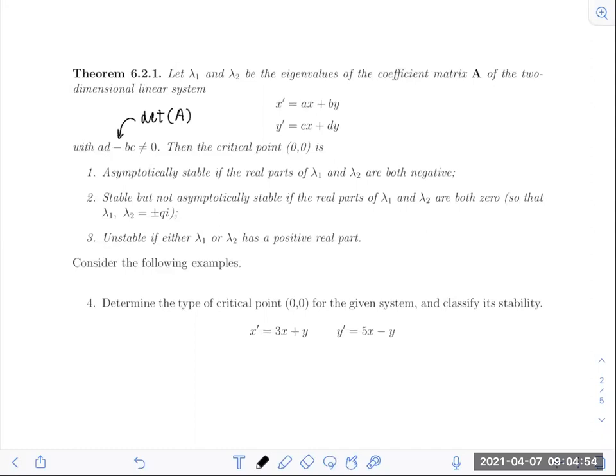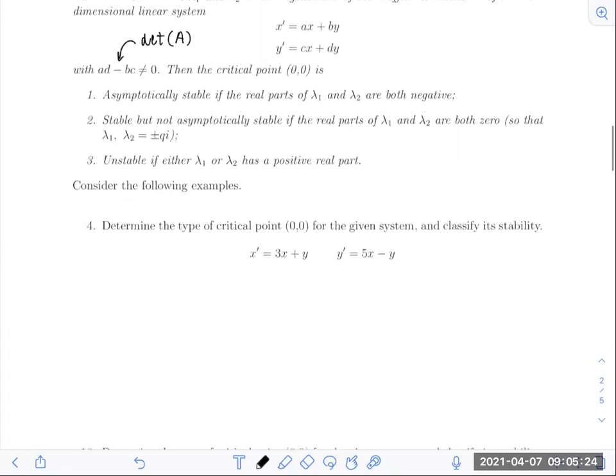It is asymptotically stable if the real parts are both negative. It is stable but not asymptotically stable if the real parts are both 0. In other words, you get the purely imaginary complex conjugates, and it's unstable if either of the eigenvalues has a positive real part. All right, so positive real, automatically you get unstable and you don't need to look any further.